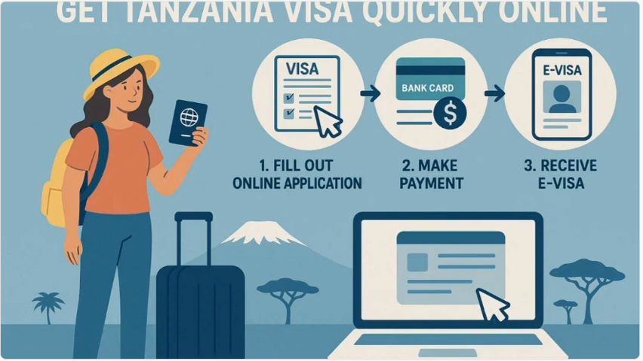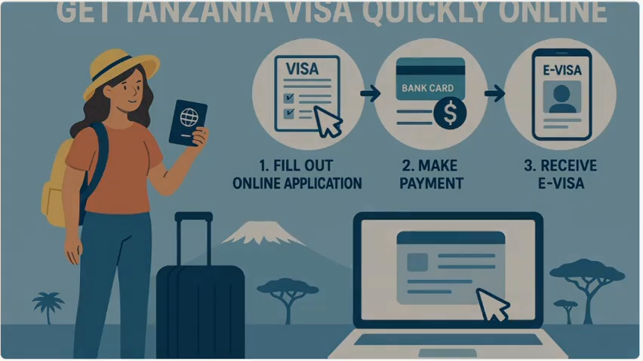Payment section. Pay using a credit or debit card in USD. Submit and wait for a confirmation email with your visa application ID. Processing times range from 2 to 7 working days. Your approved e-visa will be sent via email.